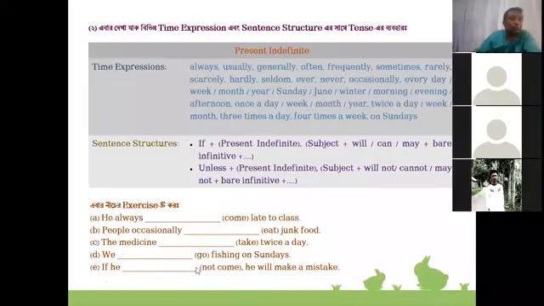Then we have a first conditional sentence. Here we can see the verb is in the negative form. So remember to use the negative form of the verbs. We can see here not.